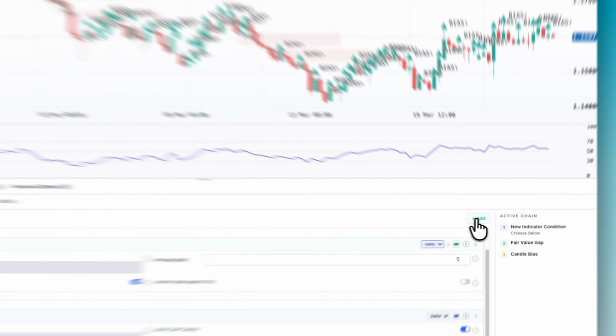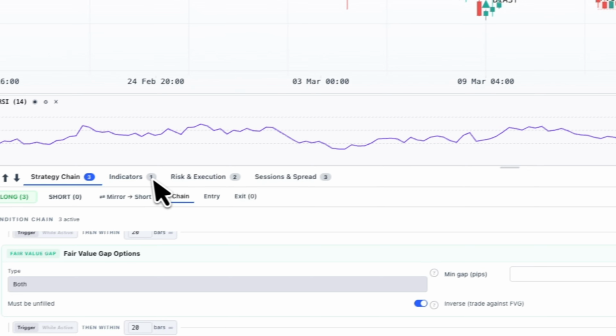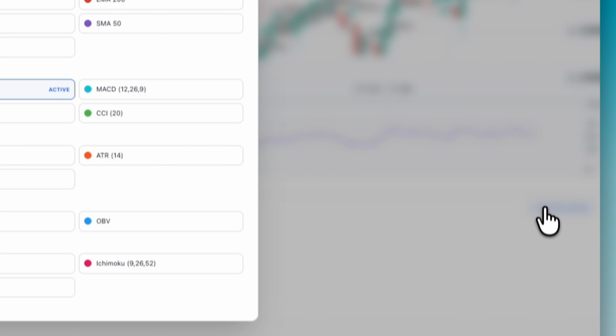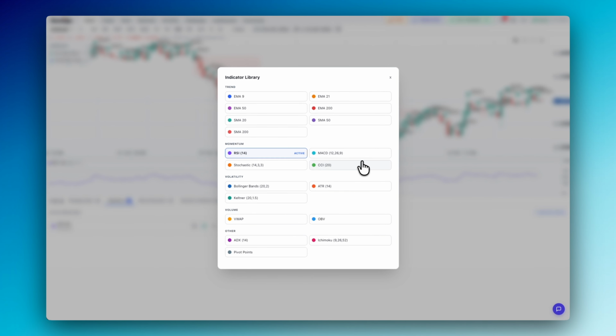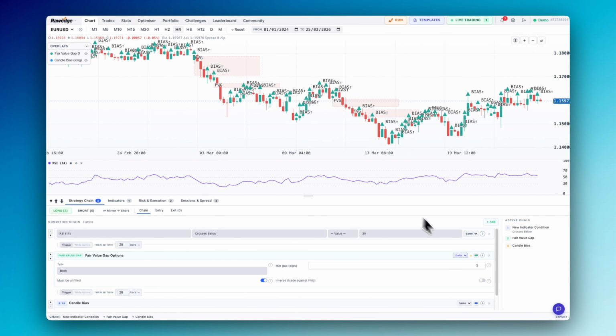There's over 50 conditions to choose from. Your standard indicators like EMA and MACD, structural stuff like order blocks and liquidity grabs, and price action patterns like Engulfing and Doji. You can turn any of them on and off to see what difference they make.